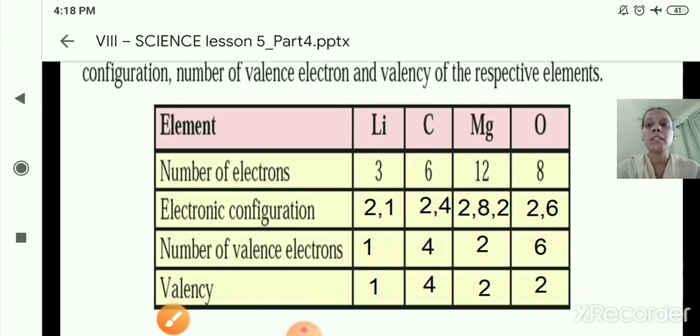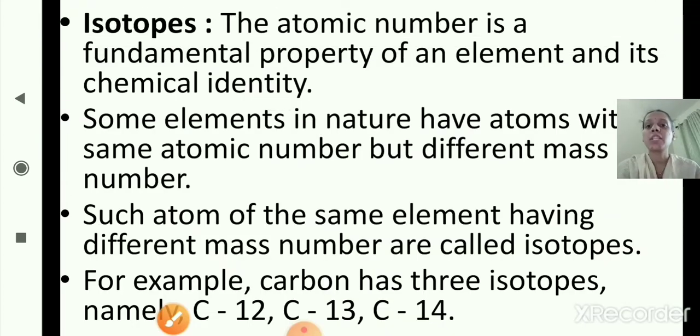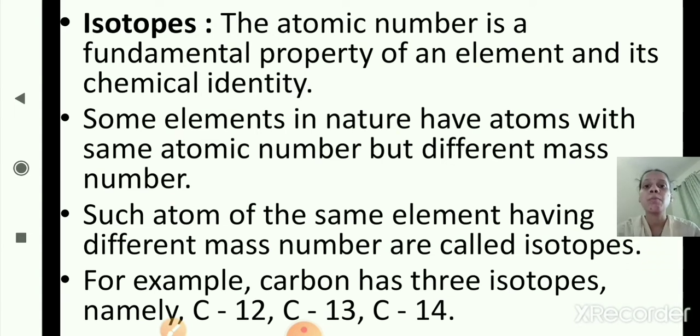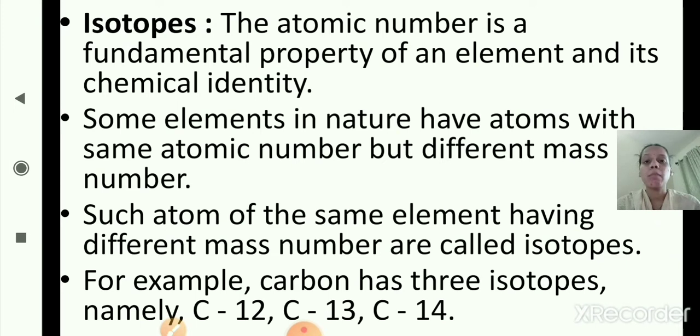Now we'll start with the next part, that is, as you can see, isotopes. The atomic number is a fundamental property of an element and its chemical identity. Some elements in nature have atoms with the same atomic number but different mass numbers. Such atoms of the same element having different mass numbers are called isotopes. So this is the definition for isotope.